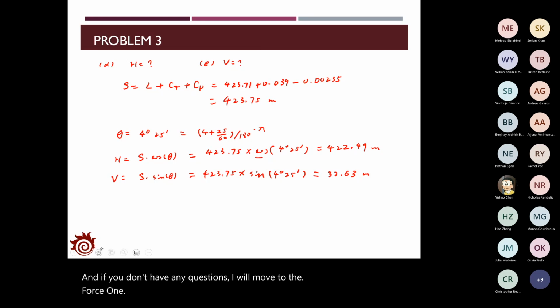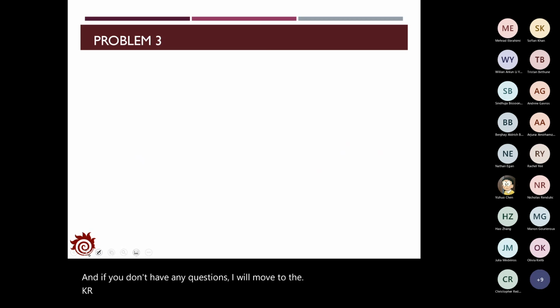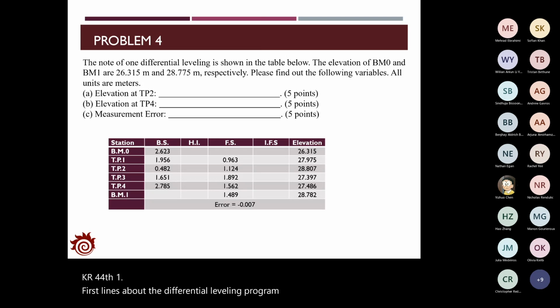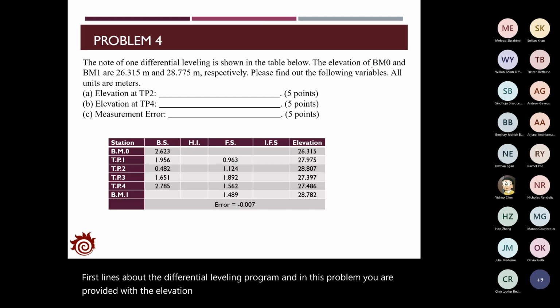Okay, for the fourth one, first one is about the differential leveling problem. In this problem, you are provided with the elevation of two benchmarks, benchmark 0 and benchmark 1. You know there are two elevations. One is 26.3 meters, the other one is 28.7 meters.